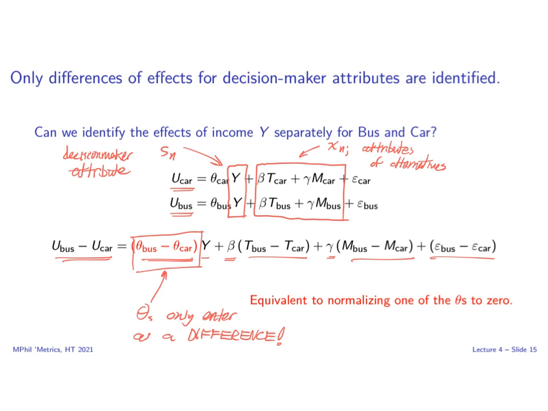In general, we can only identify differences of effects for decision maker attributes. We can't identify the effect of income on the utility of taking the bus, but we can identify how much larger this effect is than the effect of income on the utility of driving.